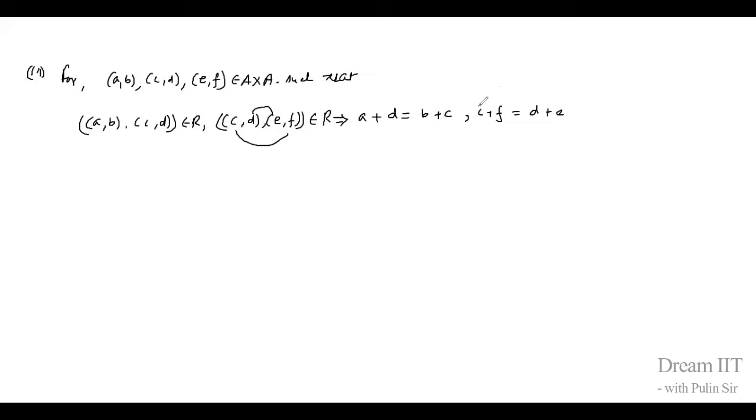Now, what is your target? Just you see, always you try to keep it in your target in your mind. Always keep the target in your mind. I am just writing the target here first. My target is to show that this is related to EF. It means I should arrive at A plus F equal to B plus E. If I arrive at this, then I am done. That's the step you have to get. This is the problem solving idea. Right?